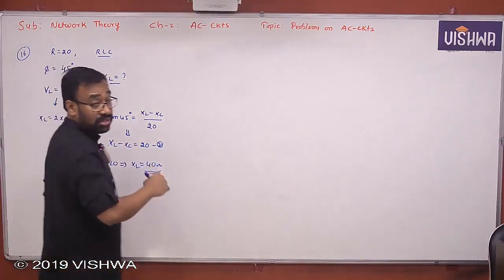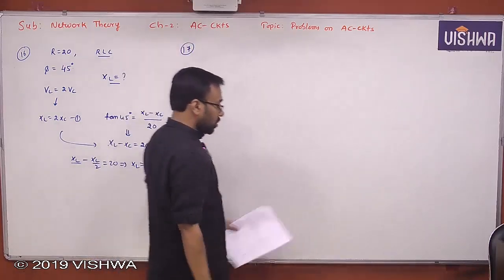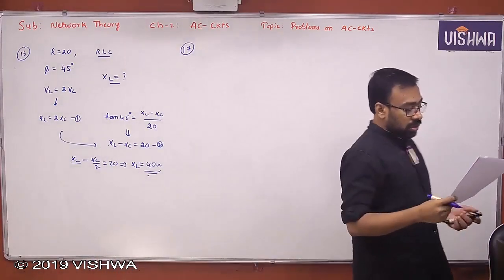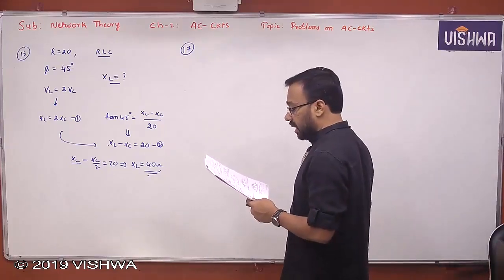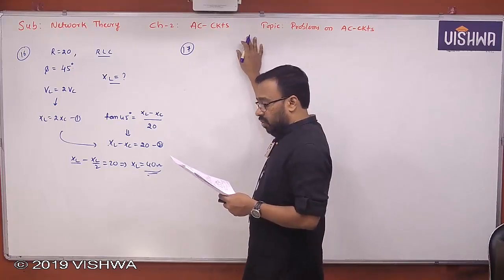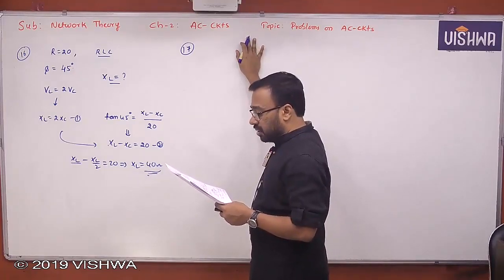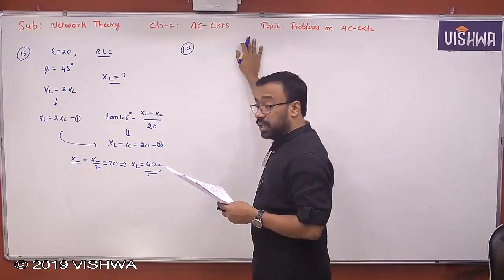So this was actually where I stopped in the middle. Now let's go with the 17th question. Let me read it. In an AC series RLC circuit, the voltage across RL is 20 volt. The voltage across LC is 9 volt. And the voltage across RLC is 15 volt. Then what is the voltage across C?